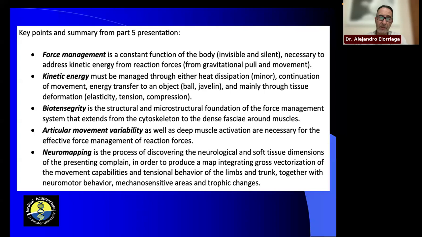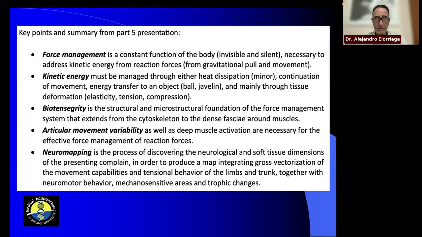We talk about the fact that the movement variability in the joints, more freedom and more ability to adapt to directionally, as well as the involvement of deep muscles, were two factors that improve greatly the management of reaction forces.